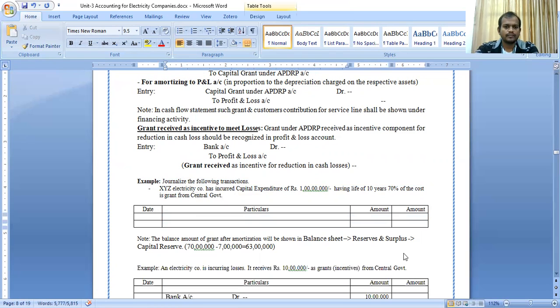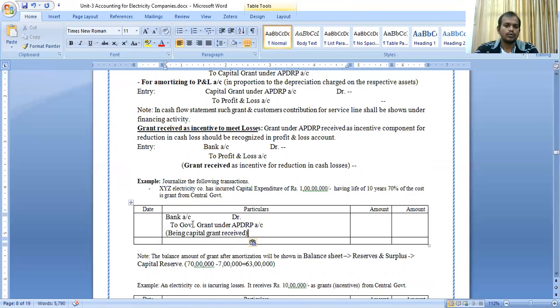First entry. So grant received from the central government. So bank account debit to government grant under APDRP account, being capital grant received. How much did they receive? 70% of the cost. That is 70 lakhs.